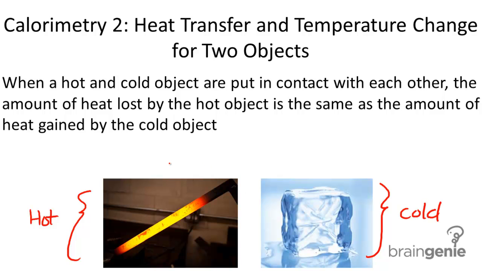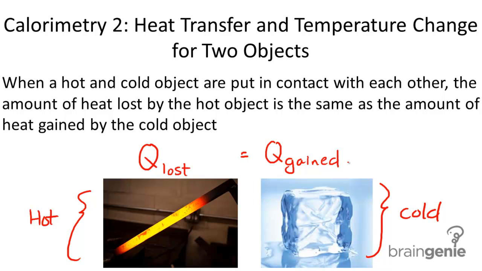Now, here's how this lesson works. Basically, Q is the amount of heat. So Q lost is going to equal Q gained. So the amount of heat that this one loses when they touch each other is going to equal the amount of heat that this ice cube gains.